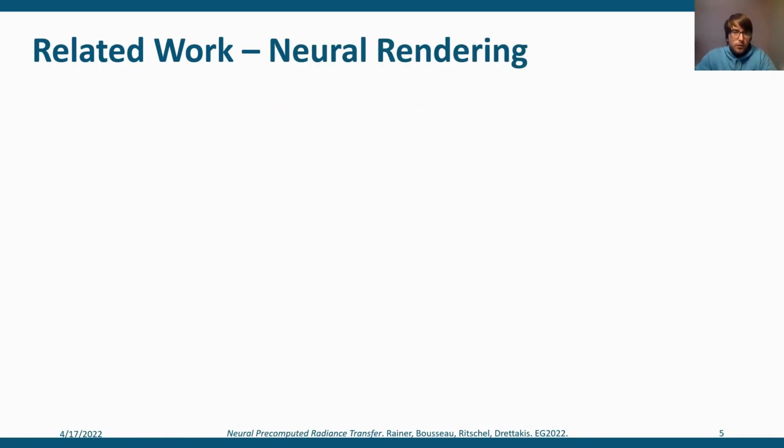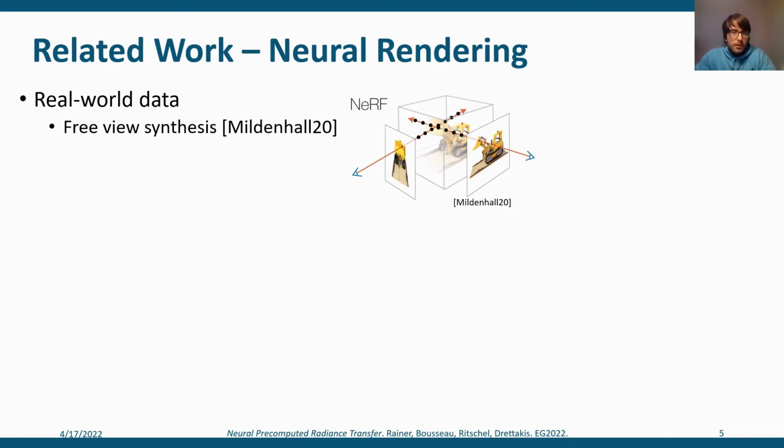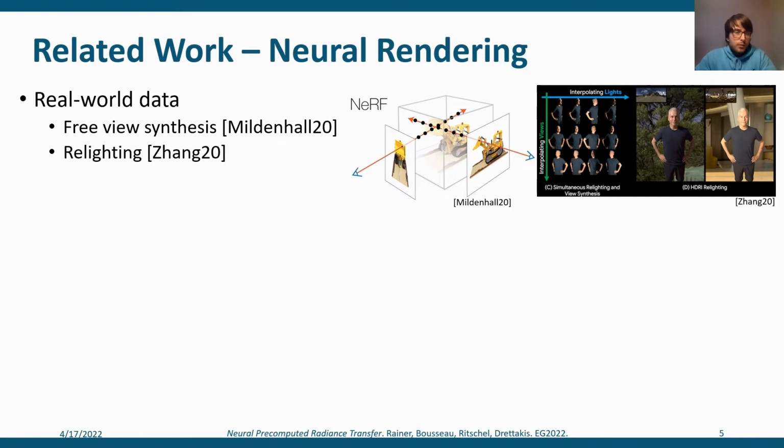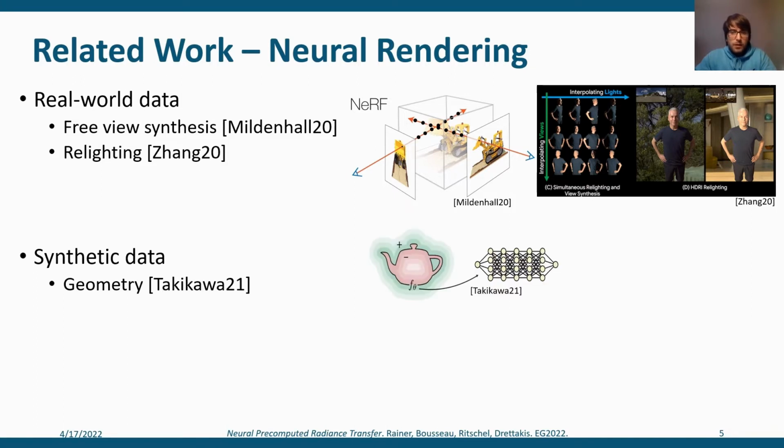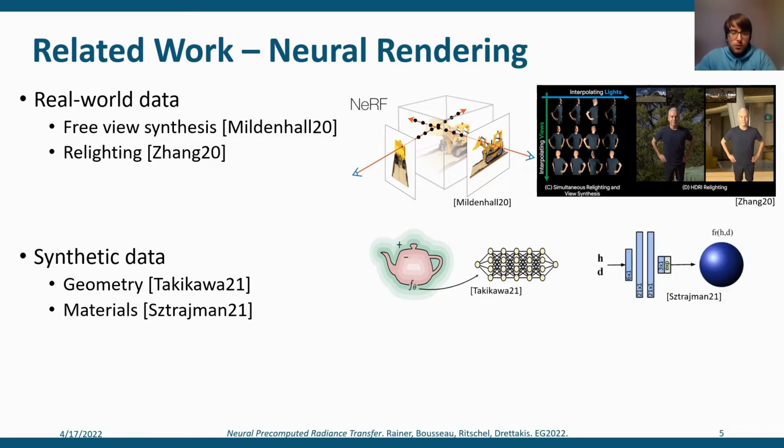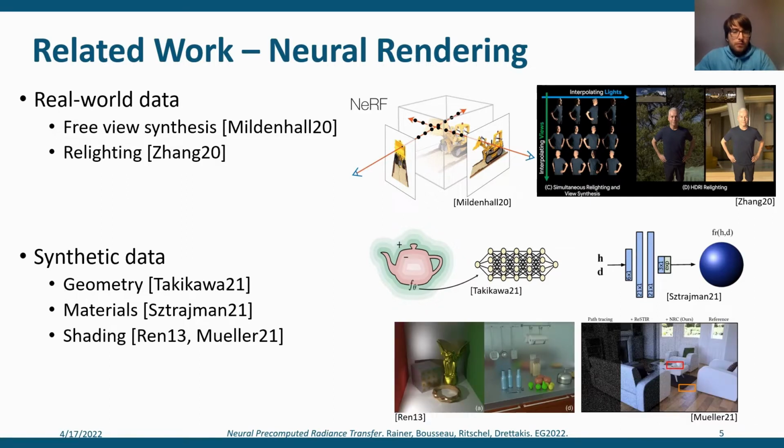Instead, the main focus of neural rendering has been mostly on real-world data, for instance for free-view synthesis and relighting, where networks are able to extract information from the captured data and find correlations. More recently, deep learning has also found its way into the rendering pipeline, so here for synthetic data. Here the approximation capabilities of networks are interesting because they alleviate the heavy computational load of path tracing. So some examples of use of deep learning include to model geometry, to model materials, and finally to model the shading.